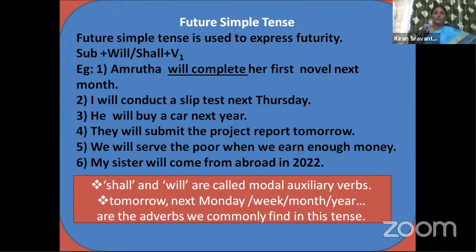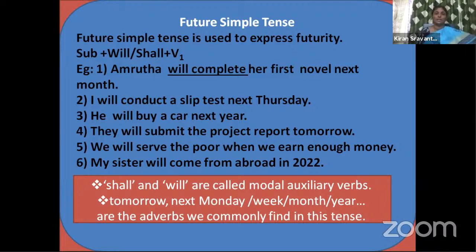For example, Amrita will complete her first novel next month. She didn't complete it, and she will complete her first novel next month. So we are talking about an action that is going to happen in future. The second sentence: I will conduct a slip test next Thursday. Many a time we teachers announce in class, I will conduct a slip test on Monday, or I will conduct a UT next Saturday. When we talk about an action that we would like to perform in the near future, we make use of simple future or future simple.